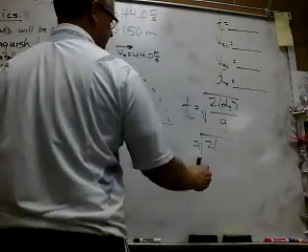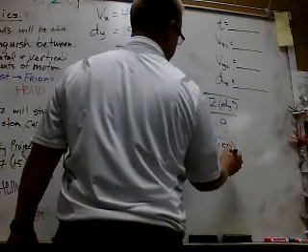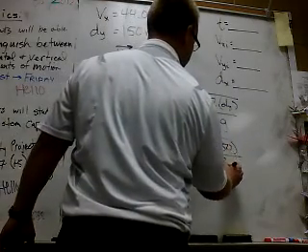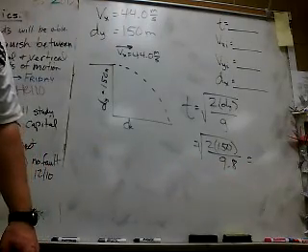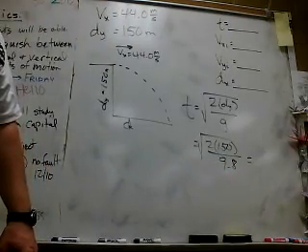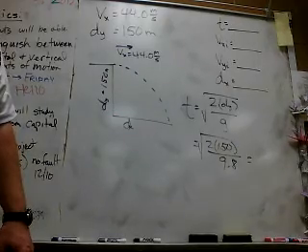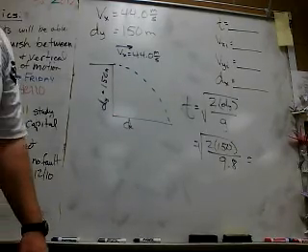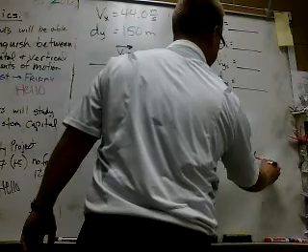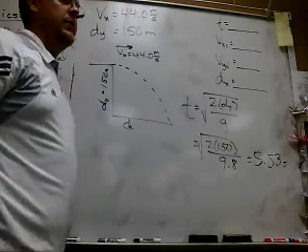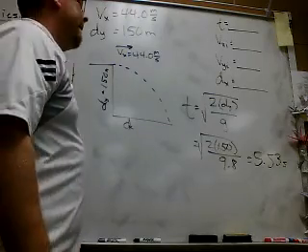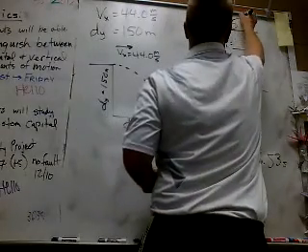What is dy? 150, right? 9.8. So 300 divided by 9.8. Take the square root. What do we get? Is it 5.53 seconds? I think it is.